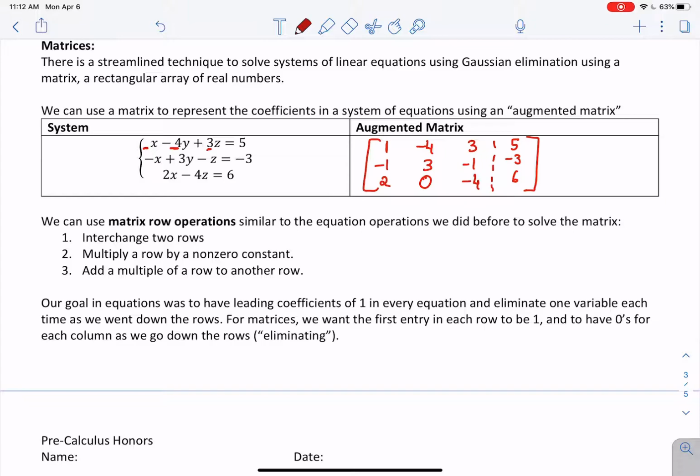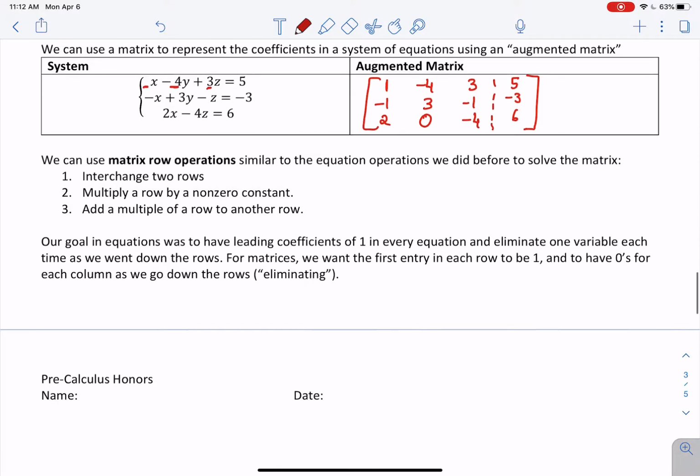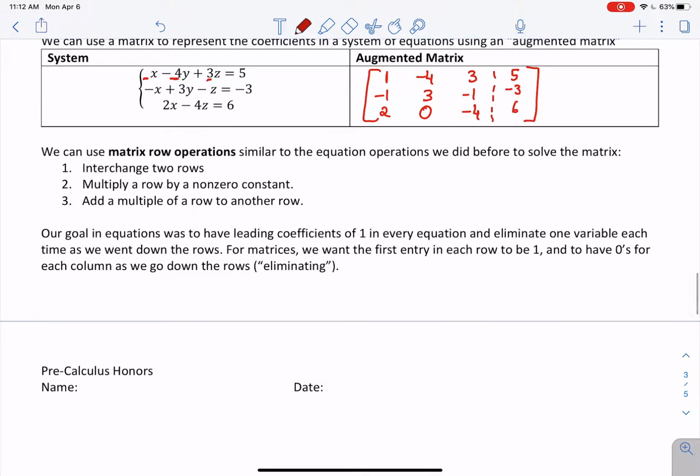To solve this matrix, we're going to do the same thing we did with the equations, using the same operations. So we can switch around the rows, we can multiply them by something, or we can add some rows to a different row.